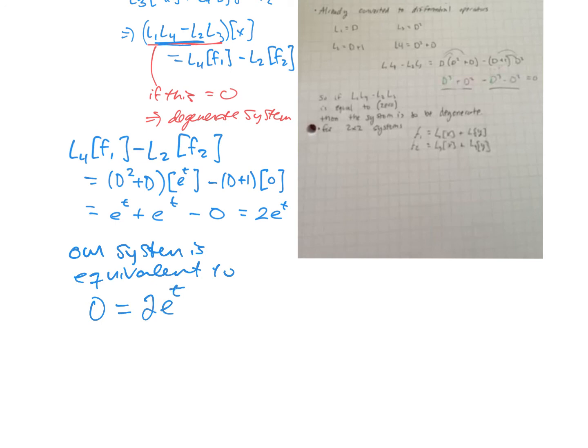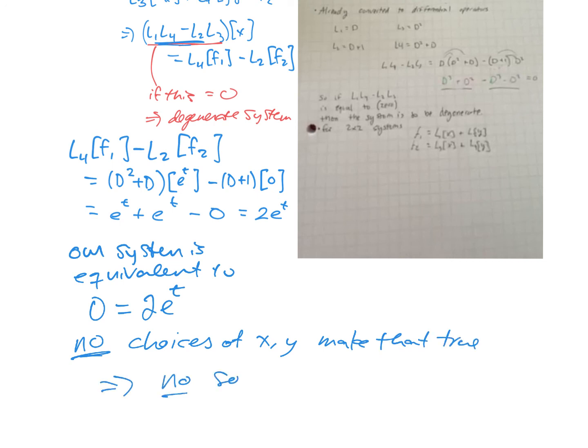Well, so obviously that never is the case. So no choices of x and y make that true. So that means there are no solutions. So if Elle had gone and done this the same way, then working out that expression would have given 0 on the right-hand side. So she got 0 equals 0, and that means infinitely many solutions. And in this case, we have 0 equals something that's non-zero, and that means that there are no solutions. And so that's the difference between these two problems.